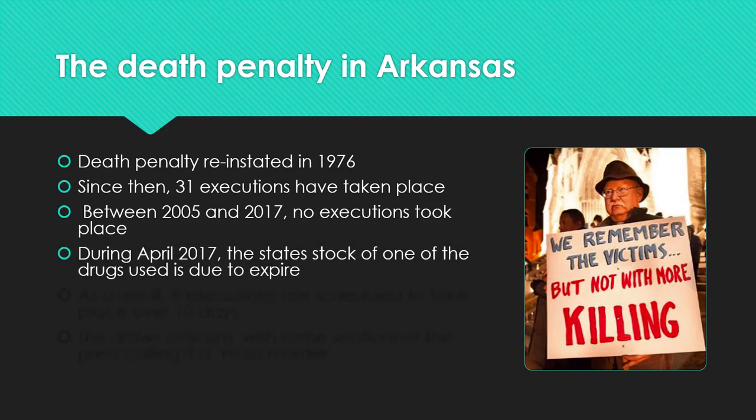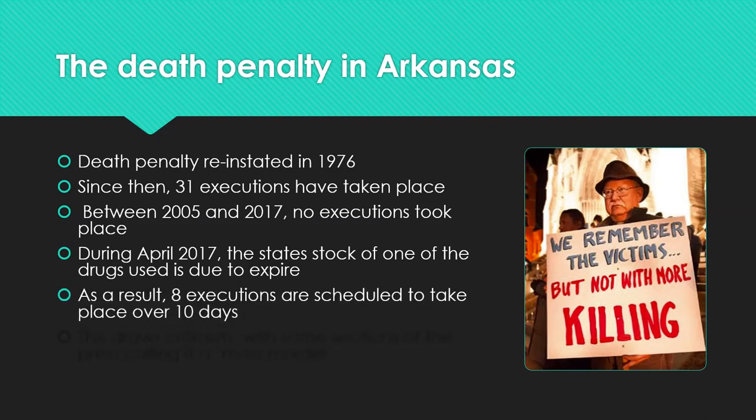During April 2017, the state's stock of one of the drugs was due to expire. So what that means is that they were going to run out of one of the drugs that they need to carry out the lethal injection. As a result, 8 executions were scheduled to take place over 10 days. So they were trying to rush through 8 executions over 10 days, considering that since 1976 only 31 executions have taken place.